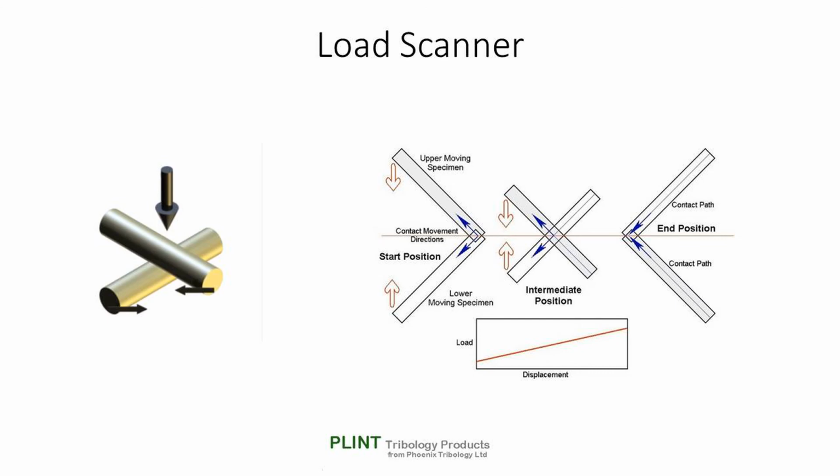Another sliding cross-cylinder geometry is the load scanner geometry invented by Uppsala University. This achieves an equivalent sliding Hertzian point contact geometry to the pin-on-twin, but avoids many of the issues with highly localized wear or deformation by having the point of contact move on both surfaces.